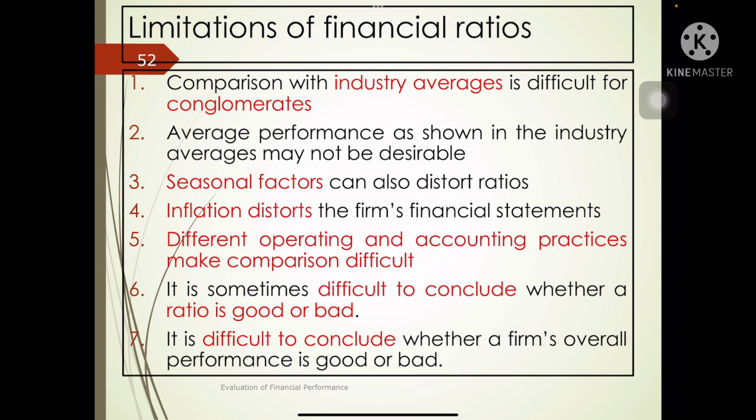Number five, different operating and accounting procedures or practices may also make comparison difficult. For example, if they are using a different method of depreciation, it will affect the profit of the company, and this will also affect the ratios. Number six, it is sometimes difficult to conclude whether a ratio is good or bad, so we couldn't decide. Number seven, it is difficult to conclude whether the firm's overall performance is good or bad because we have different categories. Maybe the profitability is good but the leverage is not good, so the overall conclusion is quite difficult for us to make.